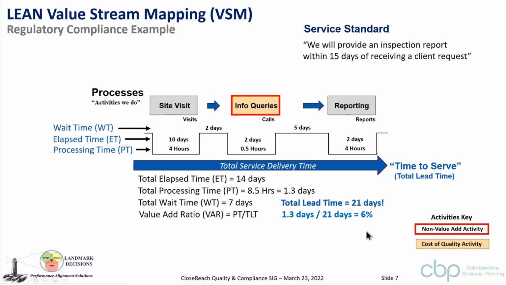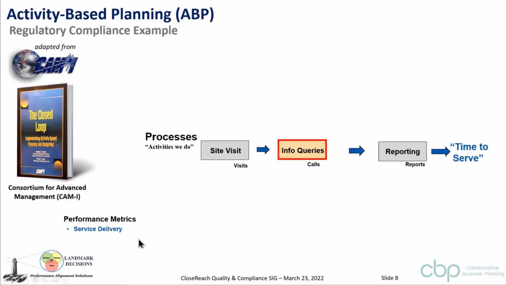Good numbers are probably no higher than 40 or 50%. So it's a good indicator to track, especially when you're looking at performance improvement as far as cycle time and lead times and so on, how you can manage that. So these are all kind of service delivery metrics.